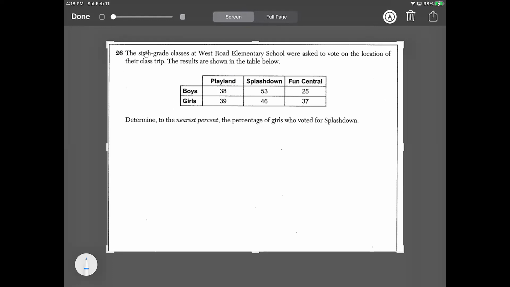All right, so it says the sixth grade classes at West Road Elementary School were asked to vote on the location of their class trip. The results are shown in the table below. So we have boys and girls split. And then they had three choices. They had a Playland, a Splashdown, a Fun Central. And so the question is, determined to the nearest percent, the percentage of girls who voted for Splashdown.